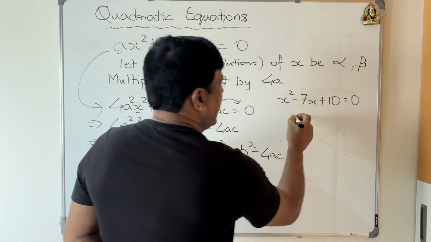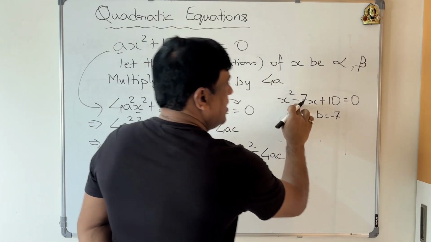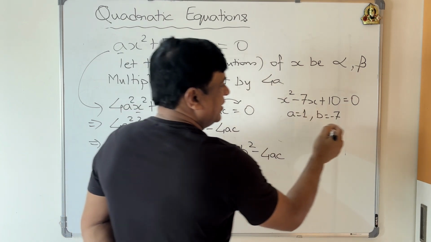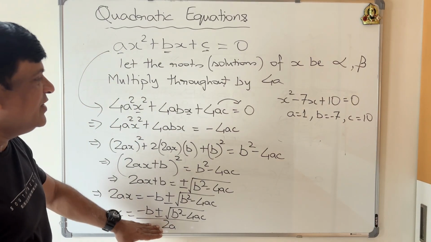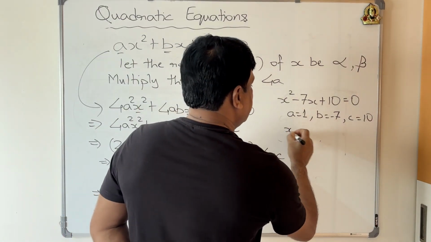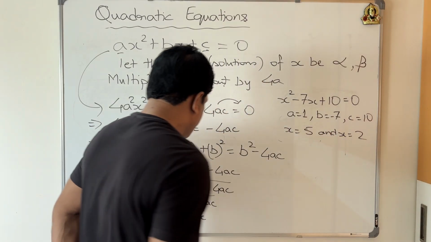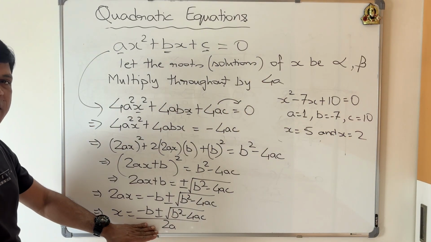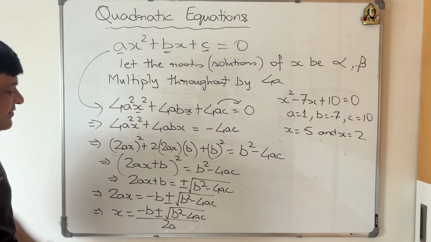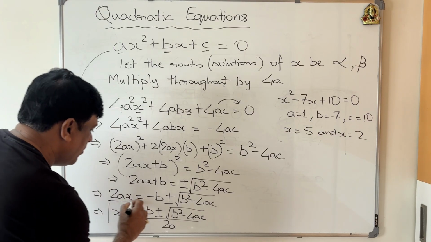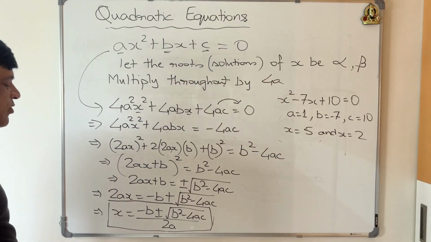Look at it. What is a here? A is 1, b is minus 7, mind the sign over here, and c is 10. So when you put these values over here, you are going to get x is equal to 5 and x is equal to 2. If you remember this particular formula, your factorization becomes very easy. So this is a key. This is one formula which is going to drive the entire quadratic equation chapter for you.